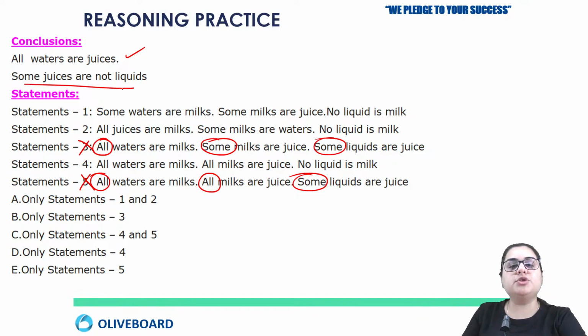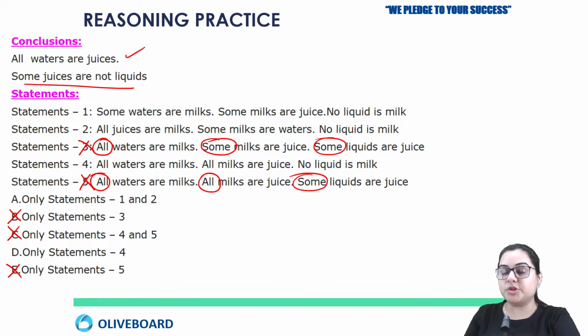Next, if I have some juices are not liquid, so if there is a negative conclusion between juice and liquid, there should not be anything positive between juice and liquid. We have to check that in the options. Now one more thing I would like to tell you: if 3rd and 5th are wrong, then option B is wrong, C option is wrong and E option is wrong. So I am left with 2 options.